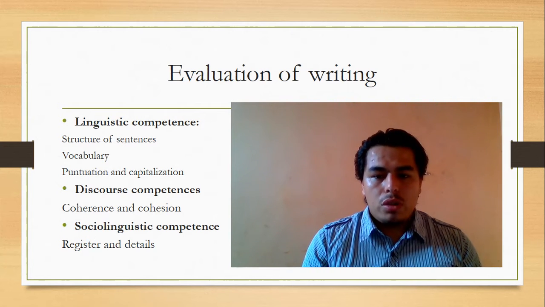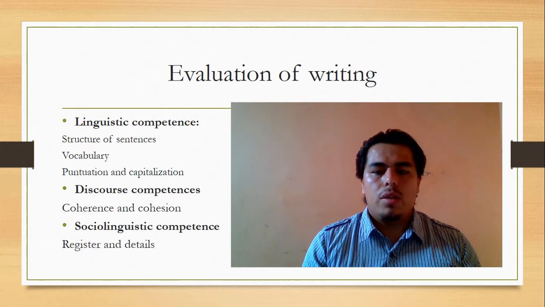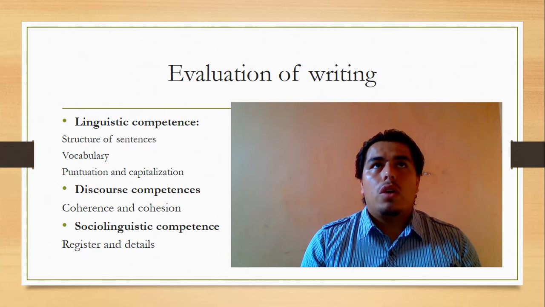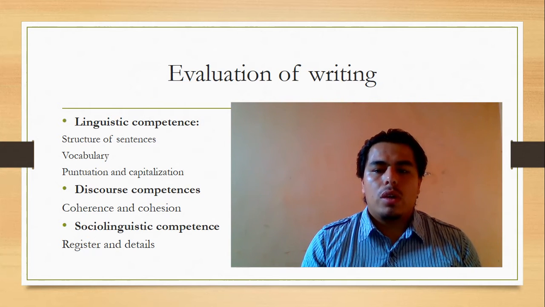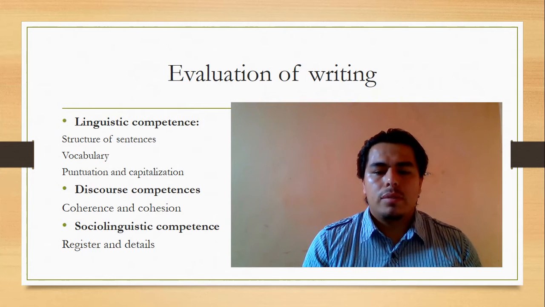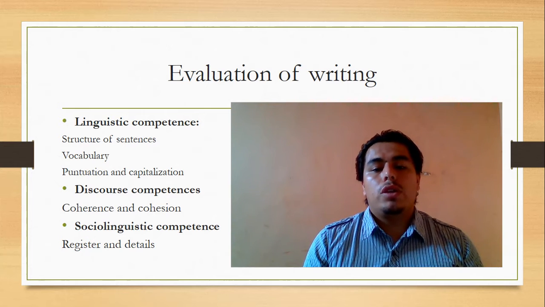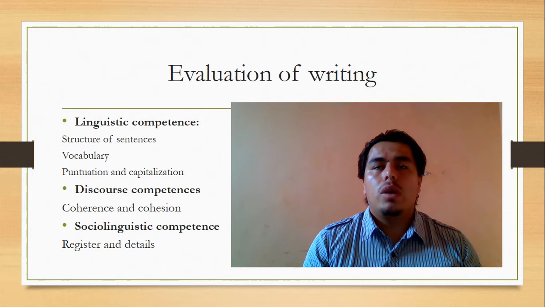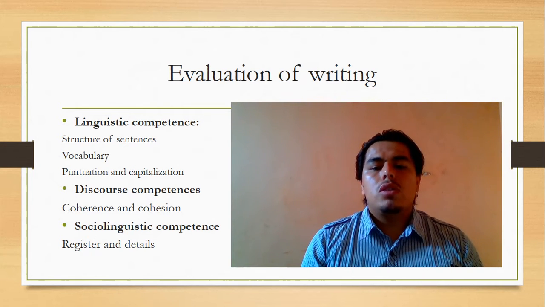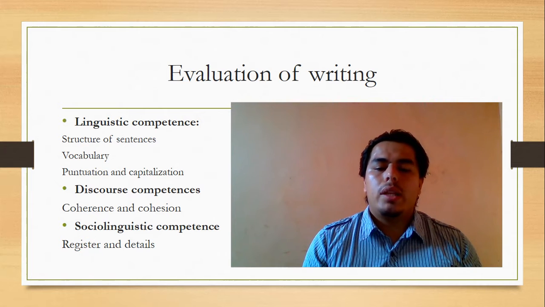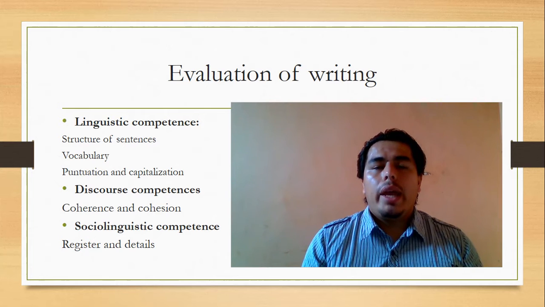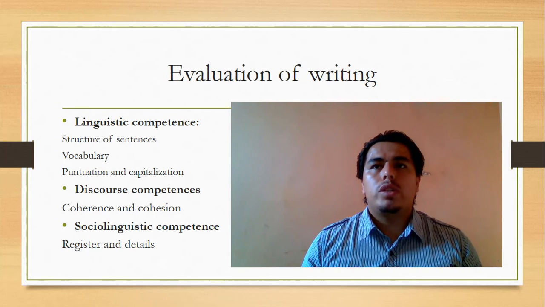Also, we have punctuation and capitalization, which are important at the time of writing in order to give rhythm to your writing and also to your reading for the readers. The discourse competence is the coherence and cohesion, which means that you have to follow a structure and use correct connectors at the time of developing your essays. And sociolinguistic competence is about writing with a correct register according to the reader, and also giving good details at the time of explaining something.